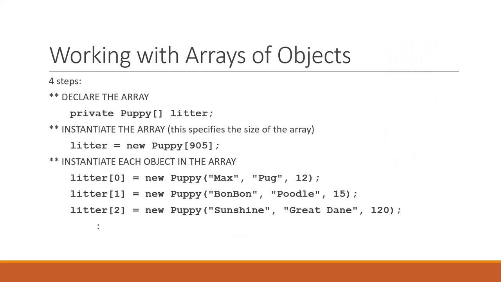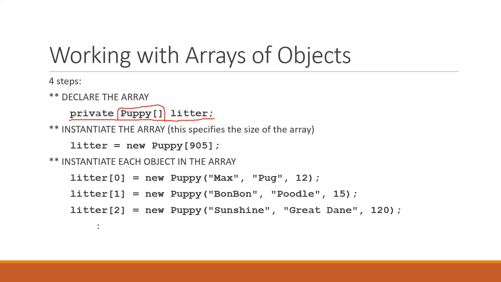To declare the array, it's the same basic notation: private, then the class that the array is going to come from, and then the name of the array. But the difference is the class is going to be the class name followed by an empty set of square brackets. So that's how we declare an array of objects. The system knows that if there's an empty set of square brackets after the class name, it's an array of those objects, not just a single object of that class.